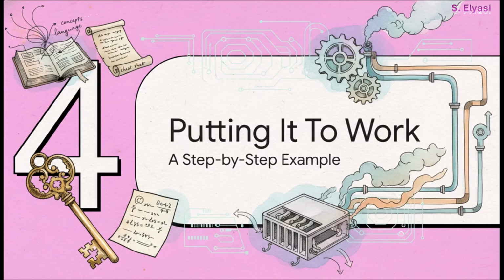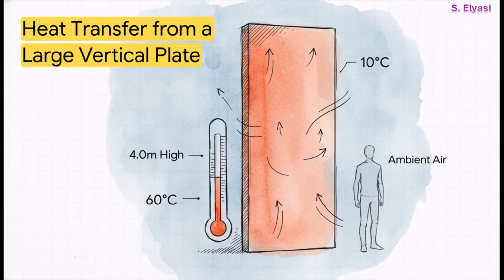All right, enough talk. We have the theory, we have the language, we have the master key, and we have the cheat sheet. It is time to get our hands dirty and actually solve a real problem, step by step. So, here's our setup. Picture this. We have a massive vertical plate, 4 meters high. That's probably taller than the ceiling in your room. It's heated up to a toasty 60 degrees Celsius, and it's just sitting in a room where the air is a pretty cool 10 degrees Celsius. Our job is to figure out exactly how much heat in watts is pouring off this plate into the air.